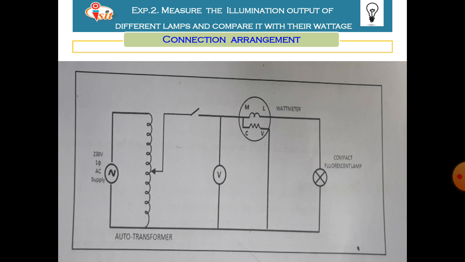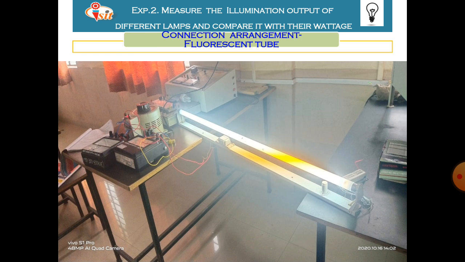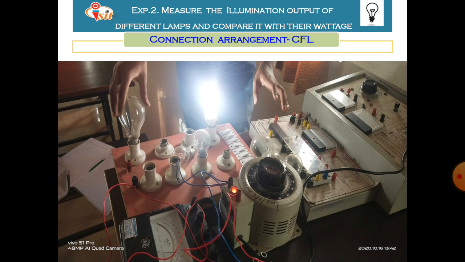The second connection diagram is for the compact fluorescent lamp, which is a little bit different. Instead of the incandescent lamp, we have to use the compact fluorescent lamp only, and the remaining connections are the same as the previous. Here we conducted the experiment on the fluorescent tube by connecting this circuit diagram, as well as for the CFL and the incandescent lamp.